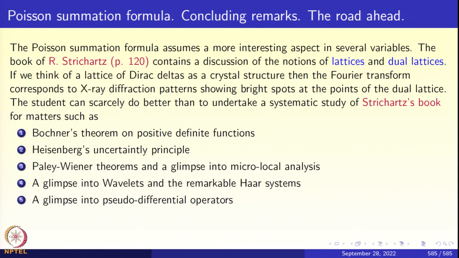The student can scarcely do better than undertake a systematic study of Strichartz's book. After this course, the best thing to do would be to take up Strichartz's book and look at those topics that we could not touch upon in this course. Here is a list of topics: Bochner's theorem on positive definite functions, Heisenberg's uncertainty principle in quantum mechanics, the Paley-Wiener theorems, and a glimpse into a beautiful area of analysis called microlocal analysis, wavelets and the Haar systems, and how that gives rise to Viète's formulas, beautiful formulas in classical analysis, and a glimpse into pseudo-differential operators.